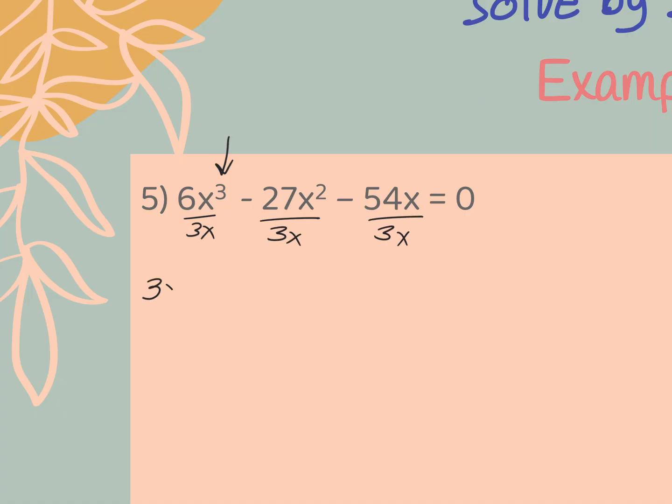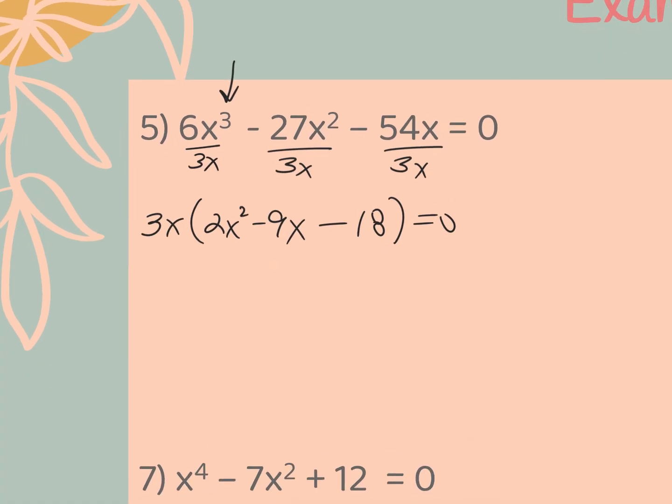So your 3x comes out in front. What are you left with? 2x squared minus 9x minus what? 18, okay. Equals 0. Whoops, I forgot the squared. Okay, we took out the 3x, guys. It stays there. You keep it out in front. How do I factor when my a term is not 1? I multiply what? A times c. 2 times negative 18 is?